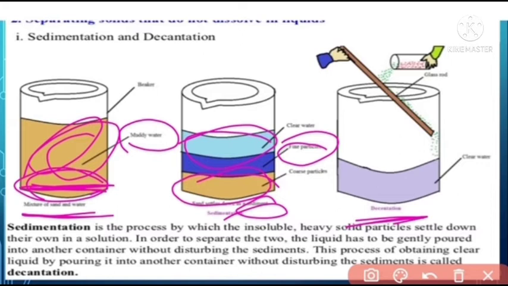In order to separate the two, the liquid has to be gently poured into another container. The liquid is transferred to the other container without disturbing the sediment, because the sediment is settled near the bottom of the container or vessel. So this process obtains clear liquid by pouring it into another container without disturbing the sediment. This method is called the decantation process.